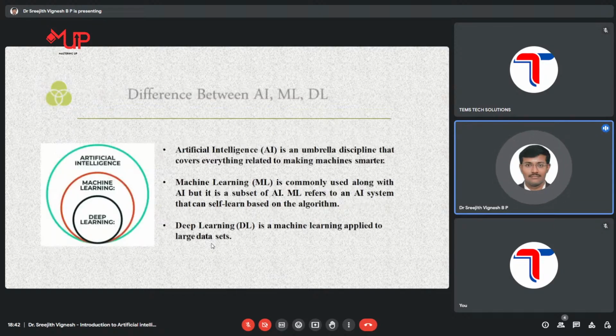And the difference between AI, ML, and DL. AI is an umbrella discipline that covers everything related to making machines smarter. Machine learning is commonly used along with AI, but it is a subset of AI. ML refers to AI systems that can self-learn based on algorithms, and deep learning is machine learning applied to large data sets.